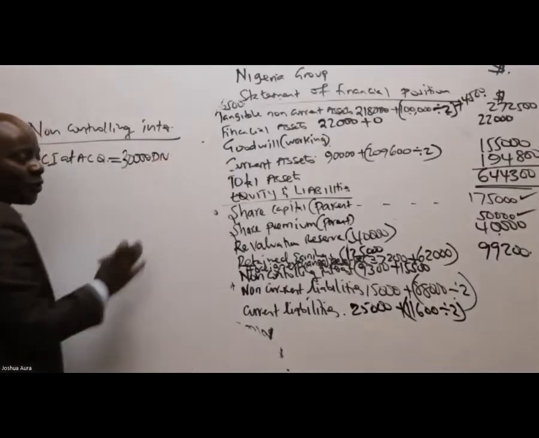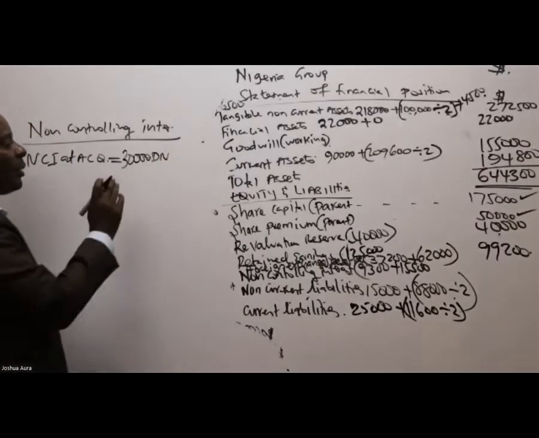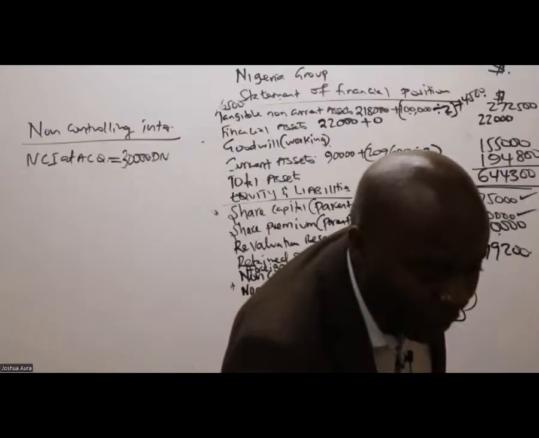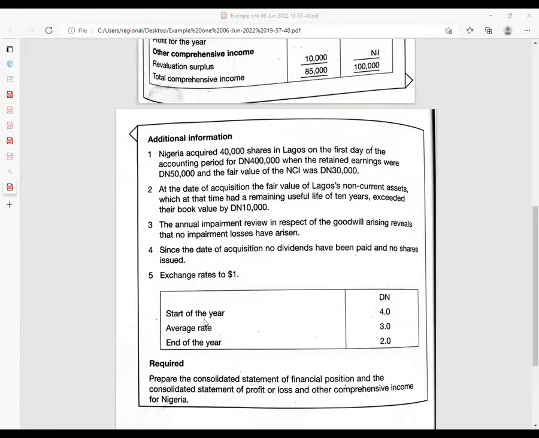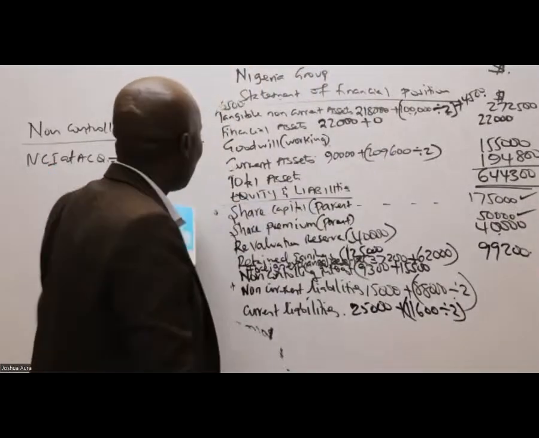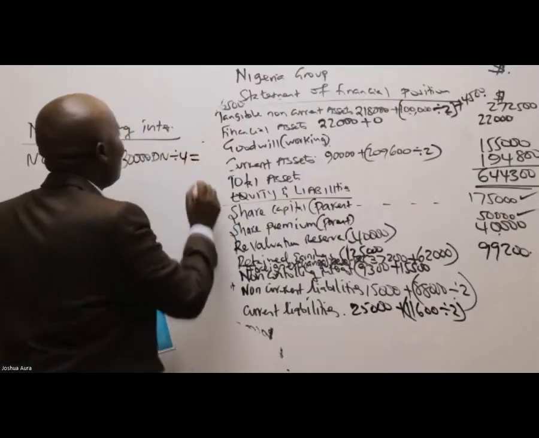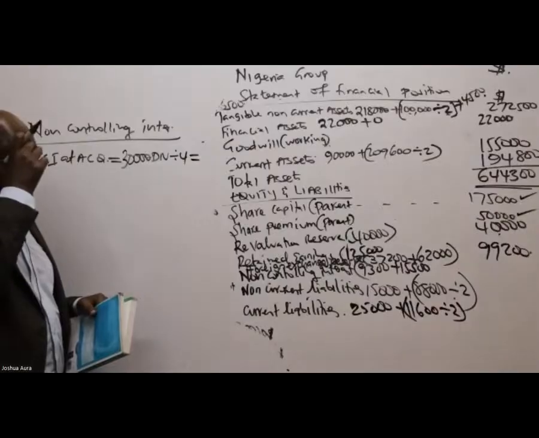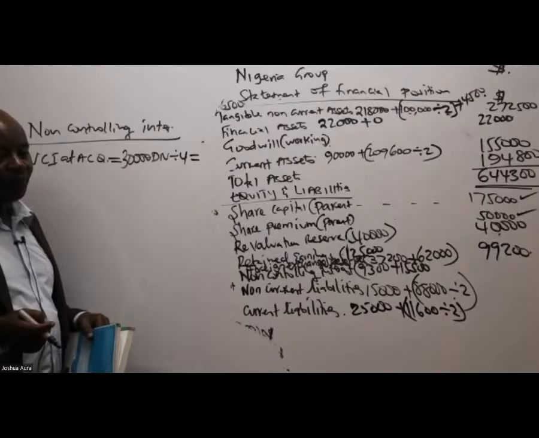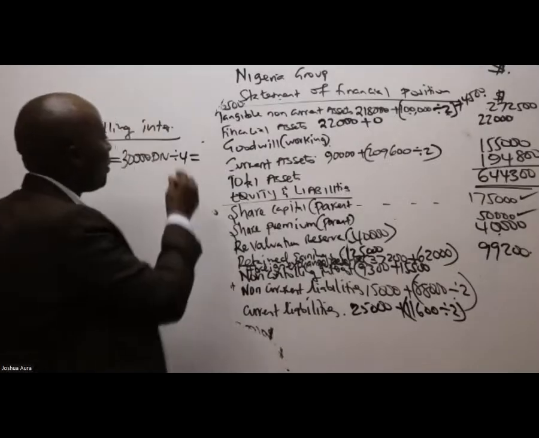I need to retranslate this. Of course, I know I am dividing. So what should I divide this with, 2 or 4? It can't be the end of the year. It has to be at the start of the year when I was acquiring. Why am I saying that? Because you can see we are saying NCI at acquisition at 4. So divide this with 4. Could you kindly give me this figure? Yes, 7,500. Thank you very much.